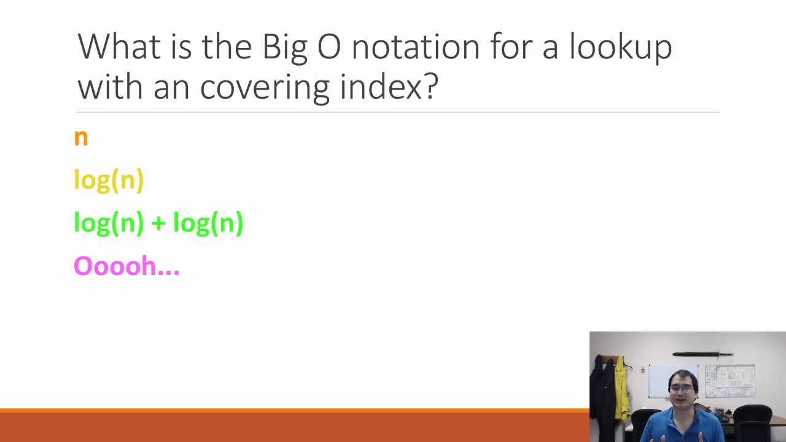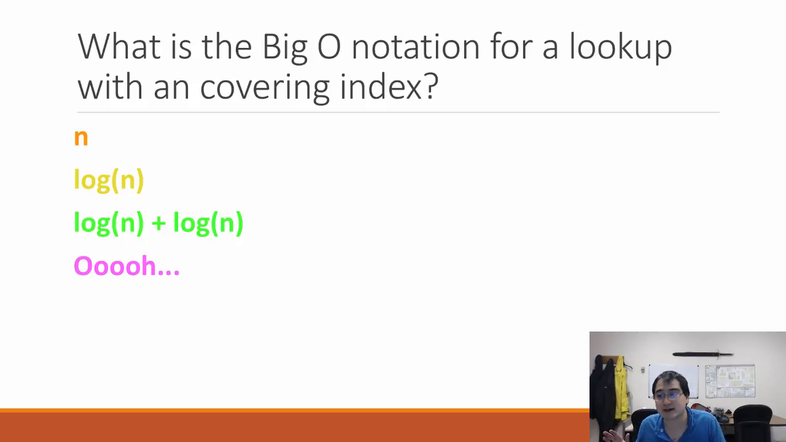Yeah, so the answer here is log n again. You still have to do log n to figure out which rows you need to return. And so you might be going, gosh, you spent all of that work coming up with a covering index instead of just a normal index, and you only got it to log n time.